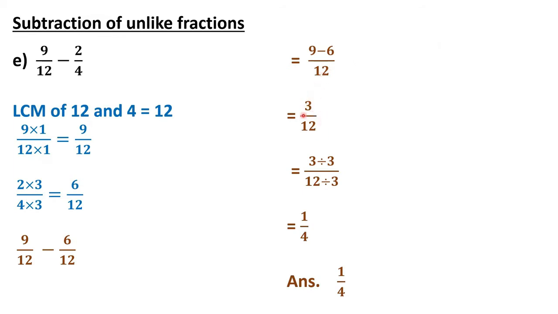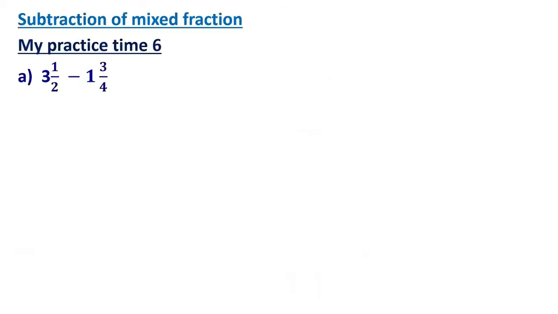And you can see here we can reduce it to the simplest form. So 3 by 12, both can be divided by 3. So when we divide, we get 1 by 4 as the answer.